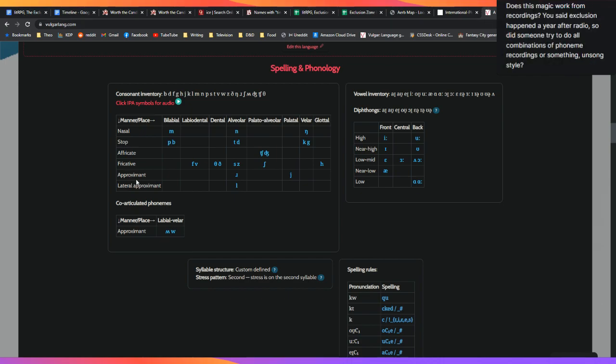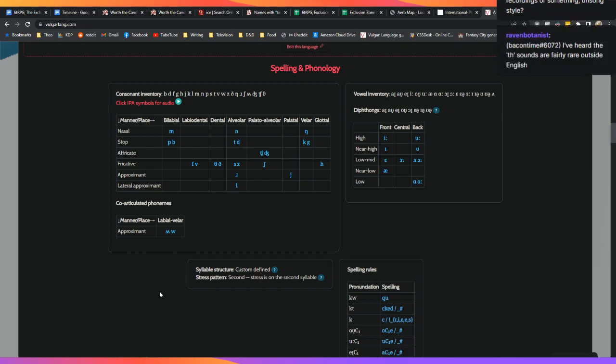All right, so does magic work after from recordings? Yes. Which I think is part of where it's going. I think actually, like, the recordings predate radio by quite a bit.